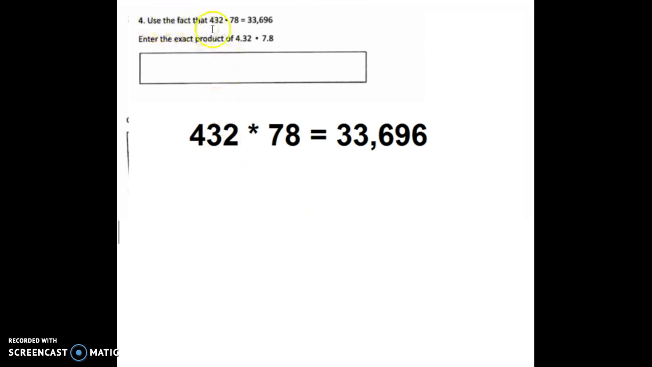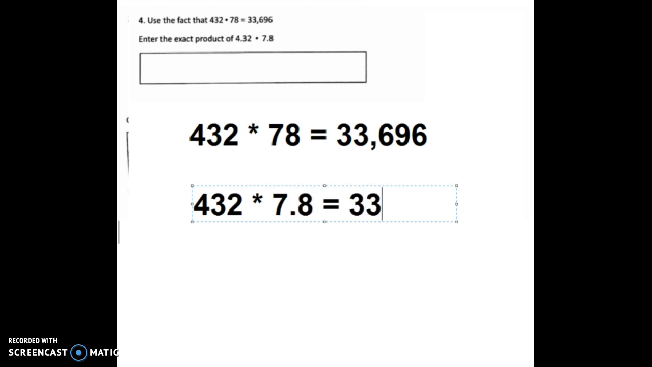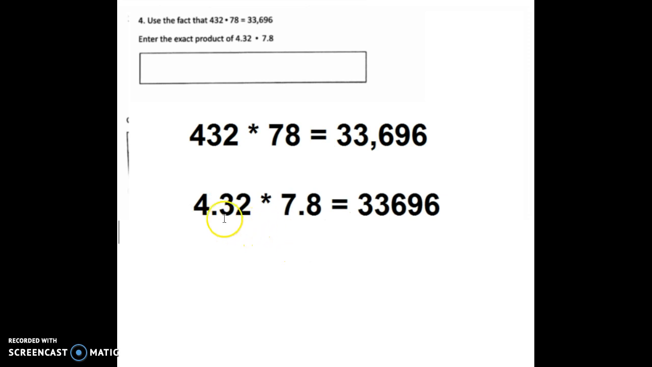So it says use the fact that 432 times 78 equals 33,696. All right, so we know 432 times 78 equals 33,696. So it's given us this new number, look, it's the same numbers, right? Times 7.8 equals, we know it's going to equal 33,696. We just need to figure out where the decimals go. So there's a decimal here, and we're just going to count how many numbers are to the right of these decimals. That's all we have to do for multiplying decimals.